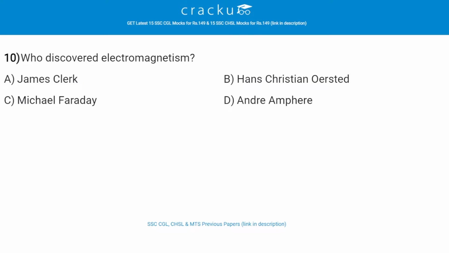Who discovered electromagnetism? The correct answer is B, that is Hans Christian Ørsted. He was a Danish physicist and chemist who discovered that electric currents create magnetic fields, which was the first connection found between electricity and magnetism.